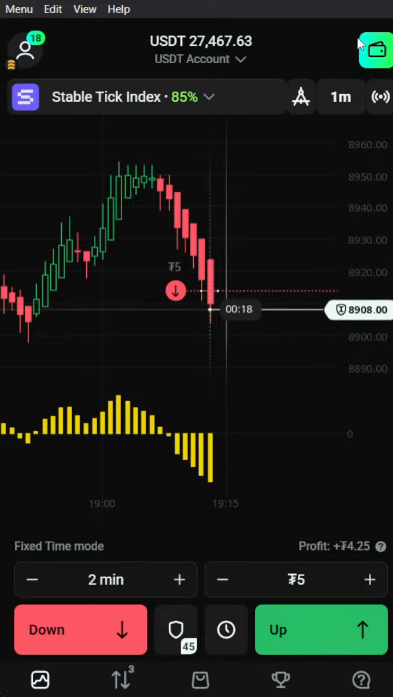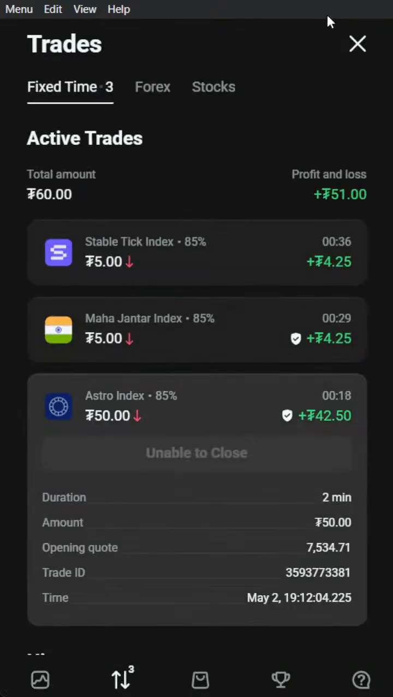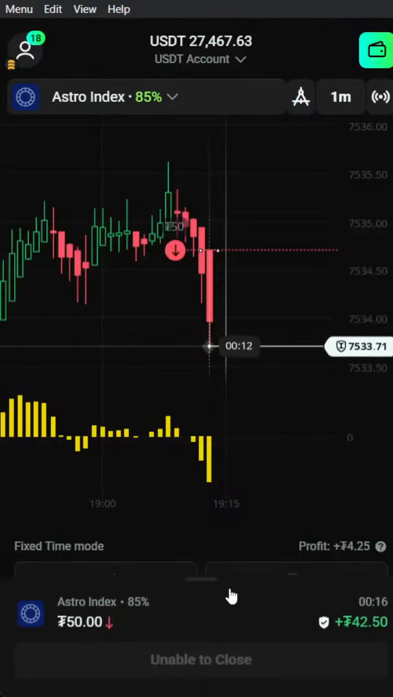All right, guys. So we have three active trades. Let's hope that the trade goes positive. Let's check Astro. Oh, Astro is going positive. Astro is a good kid. It is going positive for sure.